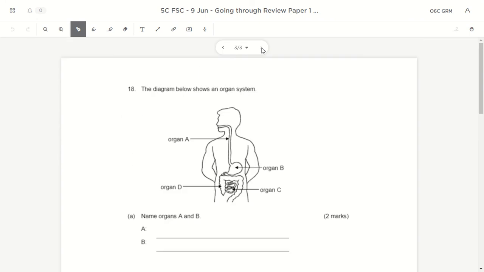Okay, question 18. This is the last question that we're going to go through today before we move on to open-ended questions on Friday. Okay, so this shows the organ system. I have this, and this. Okay, firstly, identify all the parts of the system. This is actually the gullet. Okay, and B is actually the stomach.